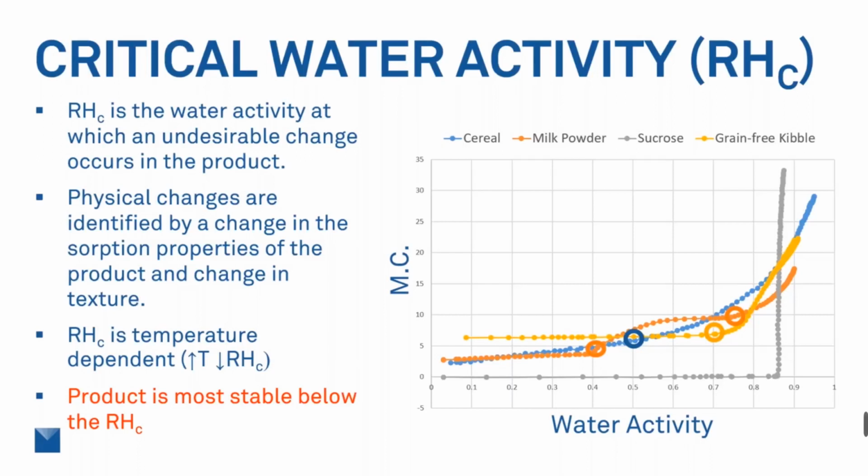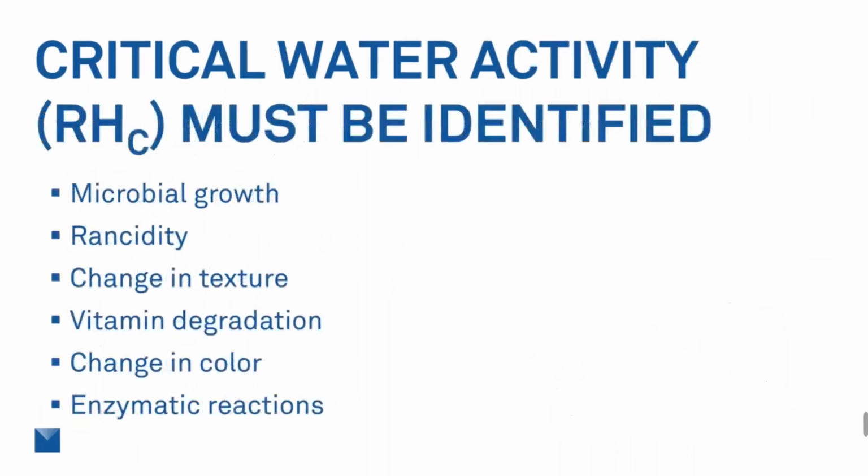For cereal, its critical water activity is there in blue, around 0.5. For grain-free kibble, it's closer to 0.7 because of microbial growth. Pet food companies have to stay below that level. And then for sucrose here, you can see that its critical water activity is all the way up at about 0.85, where you have a sudden increase in moisture content with just a small increase in water activity.